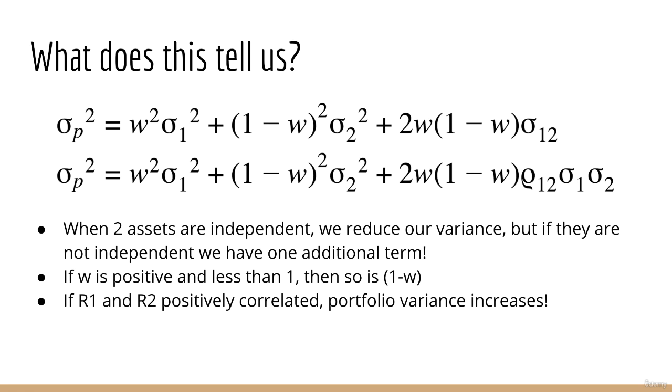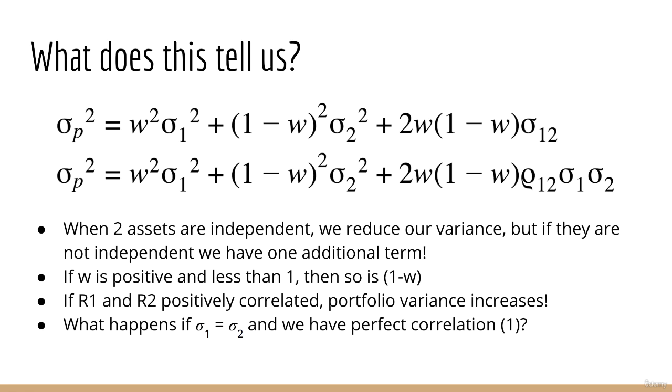As an exercise, you may want to consider what would happen if sigma 1 is equal to sigma 2 and we have perfect correlation. That is, rho is equal to 1. In this case, does splitting your investment between asset 1 and asset 2 help you reduce risk? Give that a try and I'll see you in the next lecture.